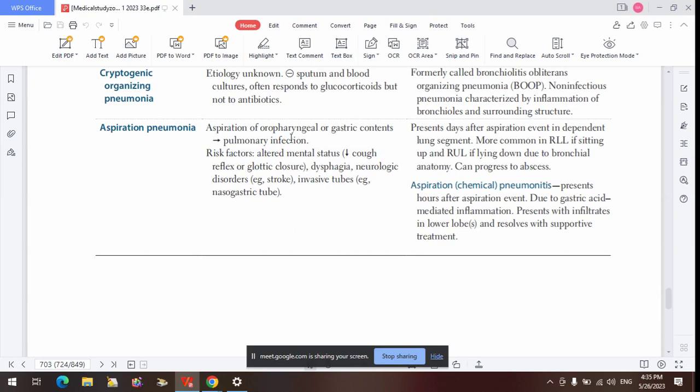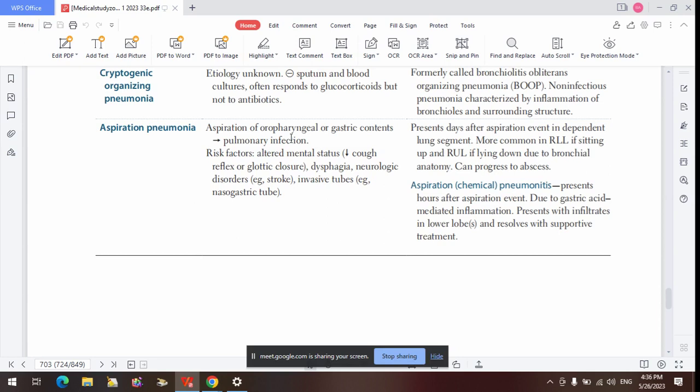You don't give antibiotics. What you do is give the person oxygen and place the person in a normal position to prevent further aspiration. Then you can give glucocorticoid to relieve that inflammatory response. So that's the basic way you treat chemical pneumonitis. You can give glucocorticoid to suppress the inflammation, give oxygen in case the person is desaturating, then you want to position the person well.